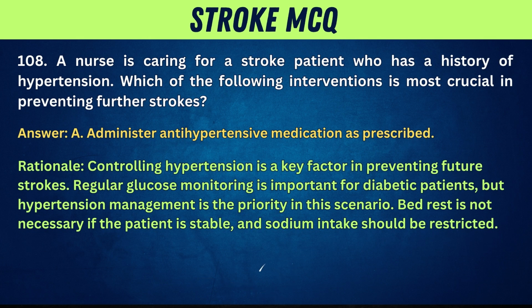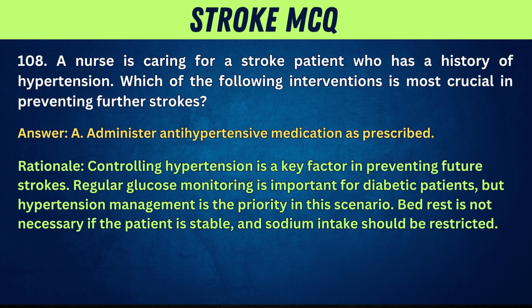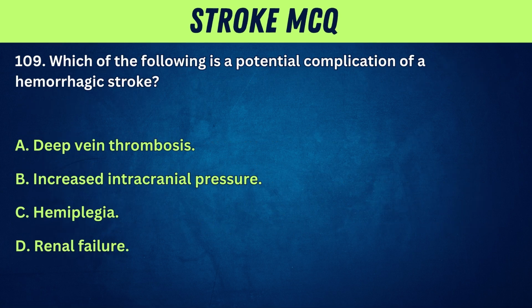Answer: A. Administer antihypertensive medication as prescribed. Rationale: controlling hypertension is a key factor in preventing future strokes. Regular glucose monitoring is important for diabetic patients, but hypertension management is the priority in this scenario. Bed rest is not necessary if the patient is stable, and sodium intake should be restricted.